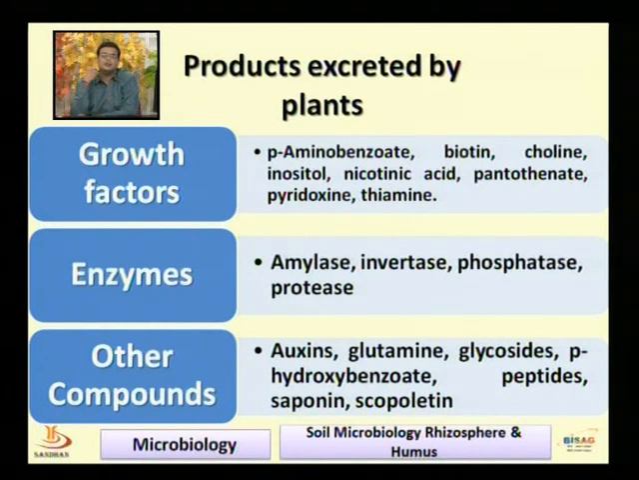So microorganism growth can obviously be encouraged in this area. All types of enzymes are also found in this area, like amylase, invertase, phosphatase, and protease. These enzymes are readily formed in this area, and they are also available for the growth of rhizospheric organisms. Other than all these compounds, some other miscellaneous compounds are also quite common in this area. They may be auxins, glutamine, glycoside, para-hydroxybenzoate, peptides, saponin, and even scopolamine, and some of these are plant hormones, and they also encourage the growth of microorganisms in this area.